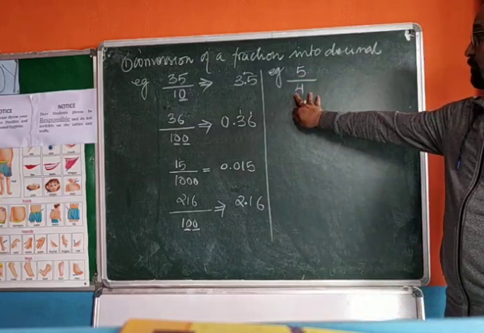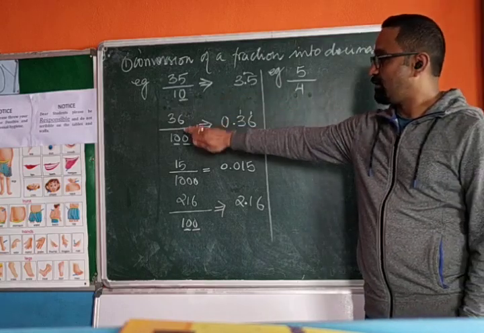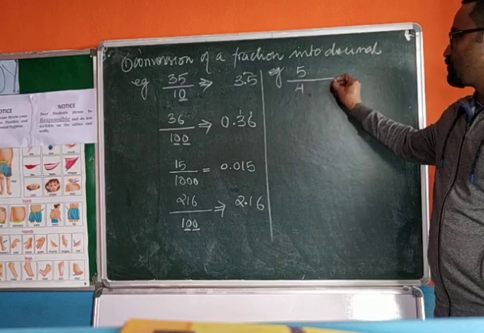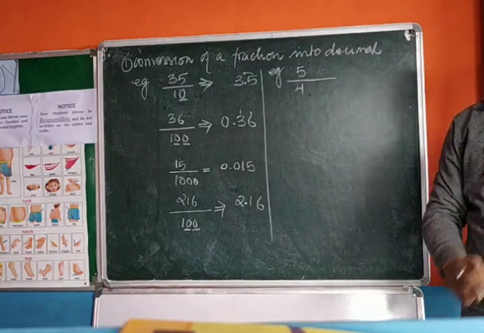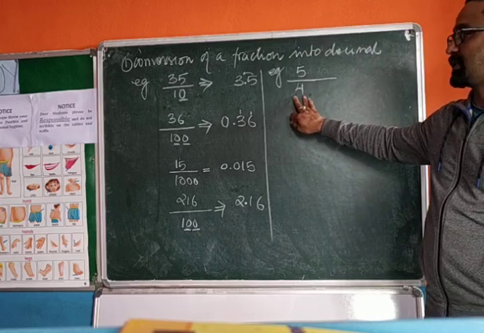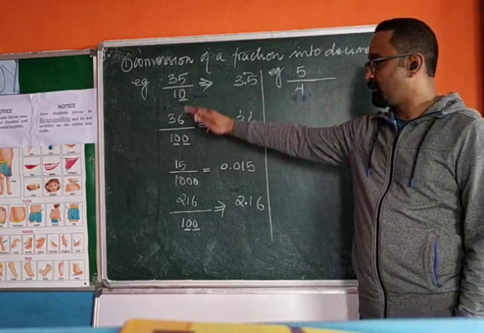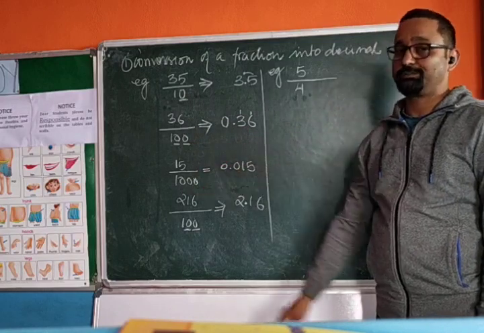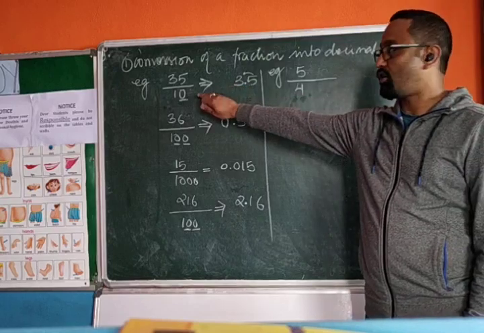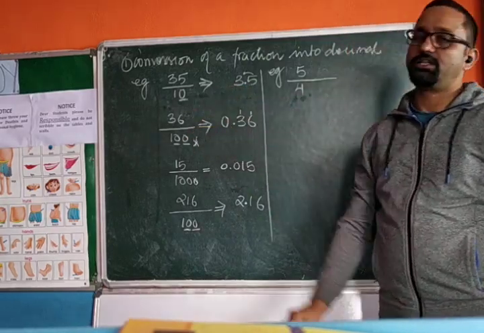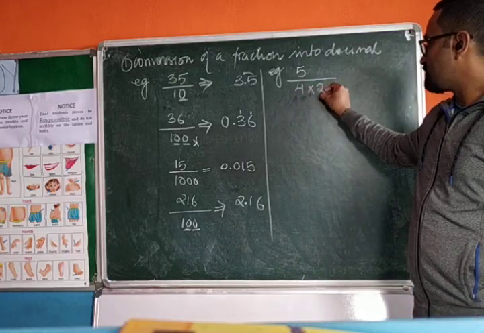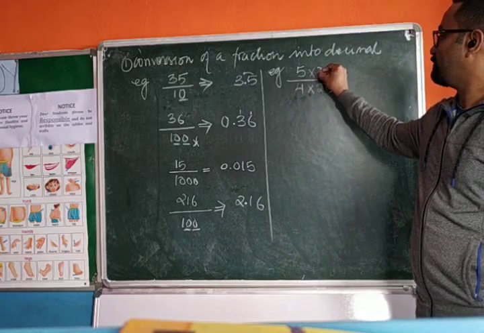You don't have denominator either 10, 100 or 1000. So what you need to do, you have to remember one thing. With what number do you multiply 4 such that it gets converted to 10, 100 or 1000? You cannot convert this 4 to tens. So what option is left? 100. You can convert it to 100. With what number do we multiply 4? With 25.